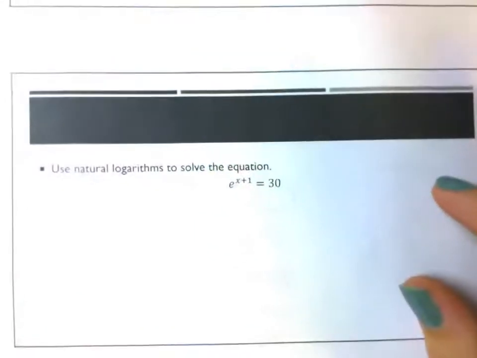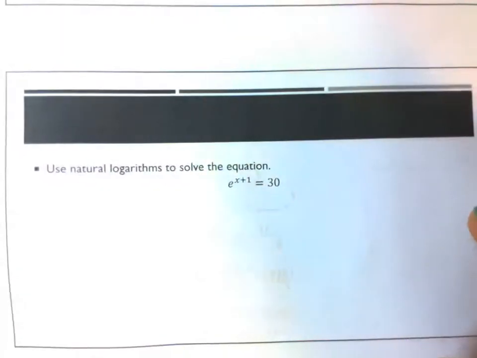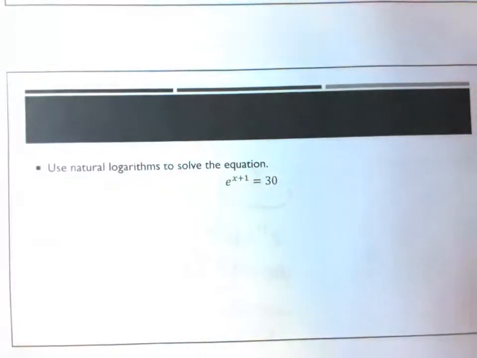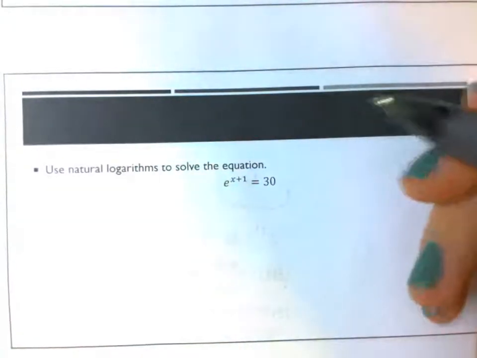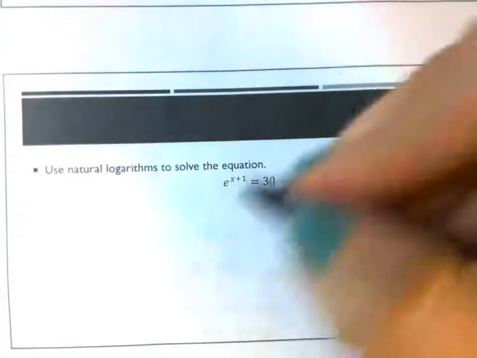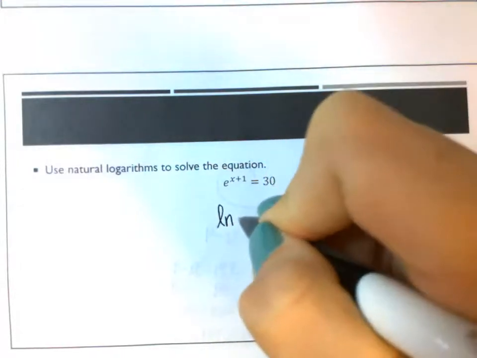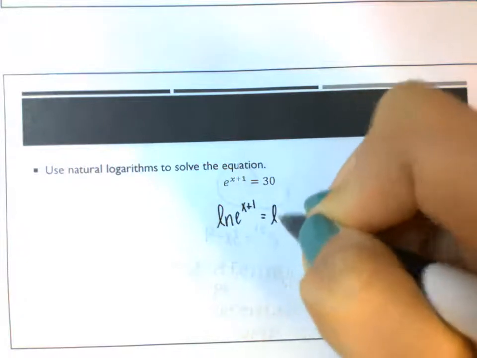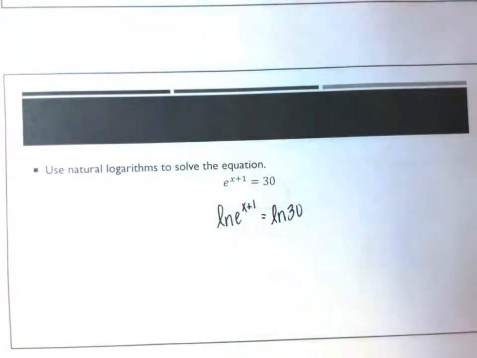Now there's actually 2 methods to do this, but I'm going to continue doing what we did last time, where we take the logarithm of each side. I can show you the other method to solve this if you'd like, but for today I'd like to focus on taking the log of both sides. So I'm going to write ln of e to the x plus 1 equals ln of 30.